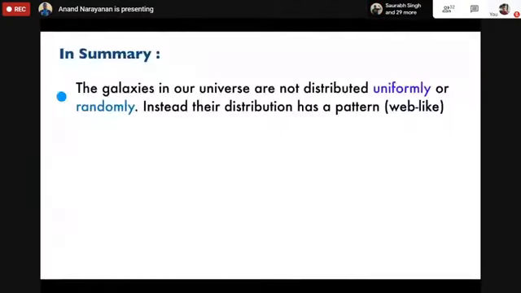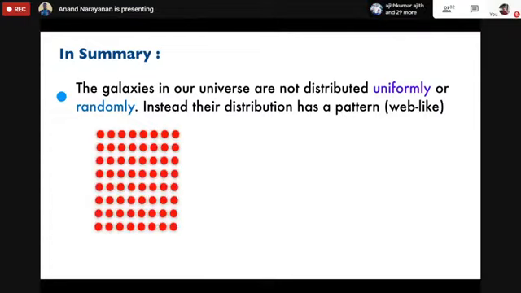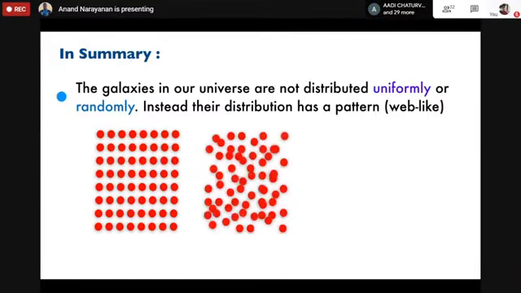So just to summarize the story so far, the galaxies in our universe are not distributed uniformly or randomly. Their distribution has a pattern that is web-like. So I just highlighted these two words here, uniformly and randomly. And what I mean by that is a uniform distribution of galaxies would have looked like this. You can imagine this in 3D space. Here I have drawn it in 2D space, how a uniform distribution would look. In any direction you look, you are going to encounter the same number of galaxies. That's what a uniform distribution would look like. Now, if the distribution was totally random, then it would look something like that.